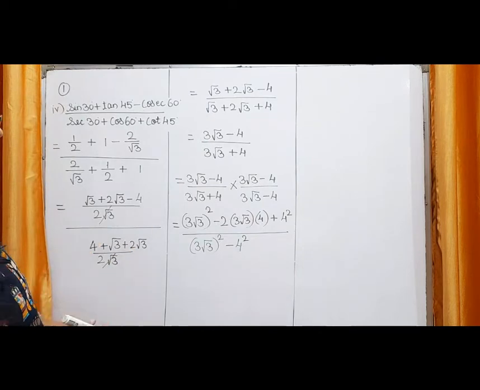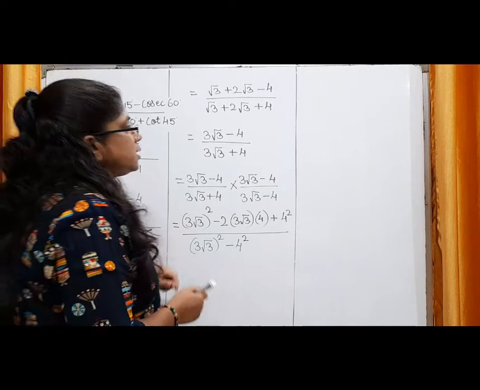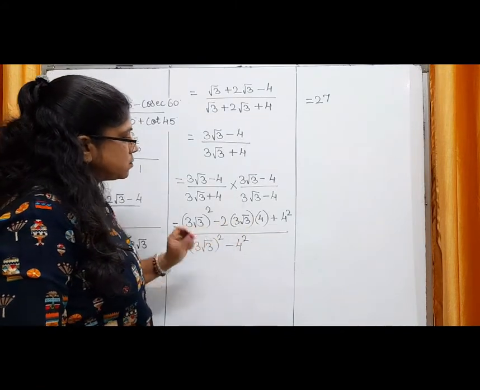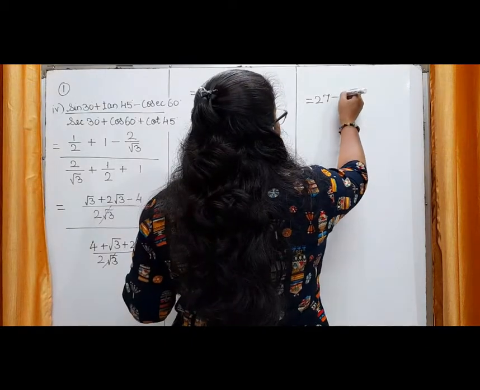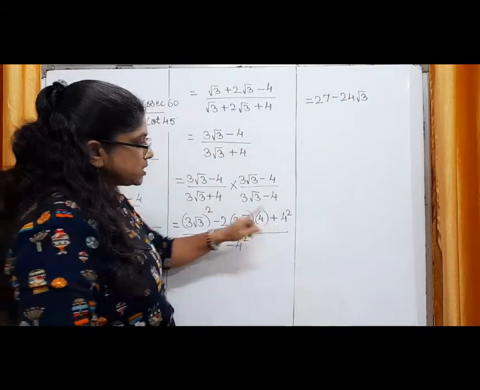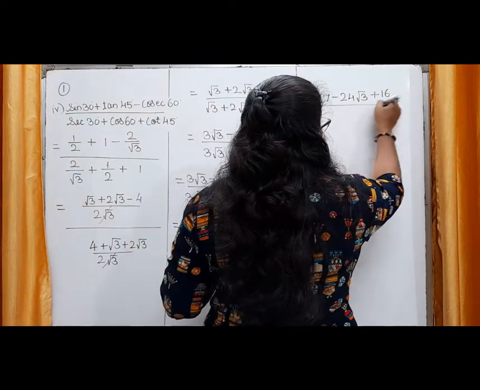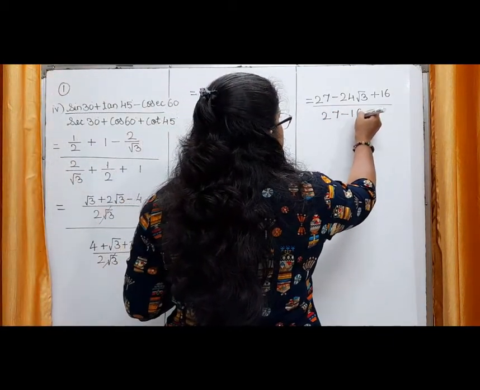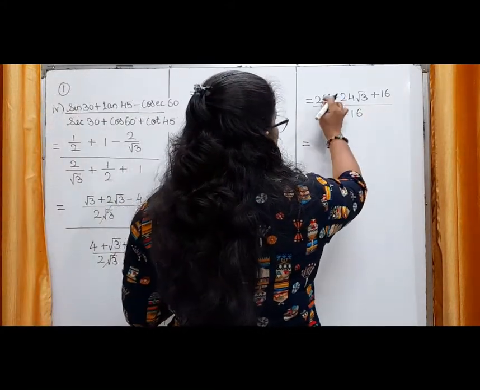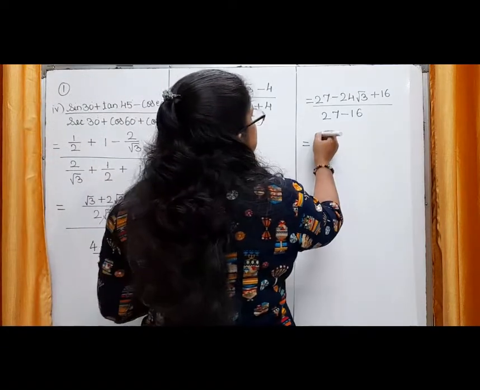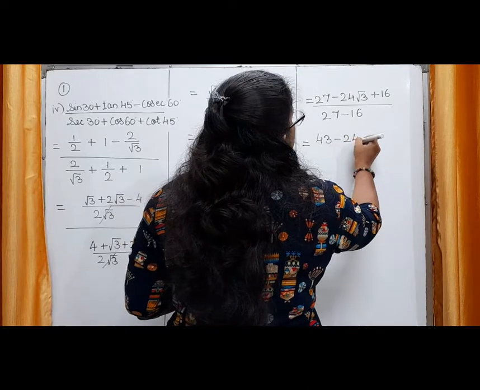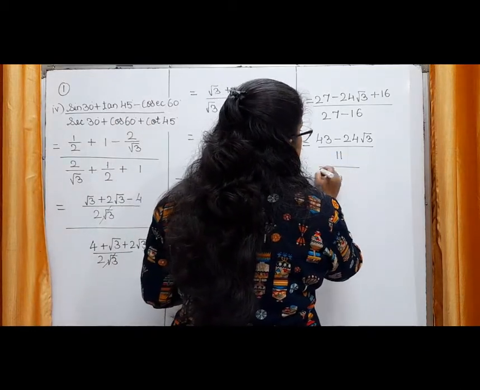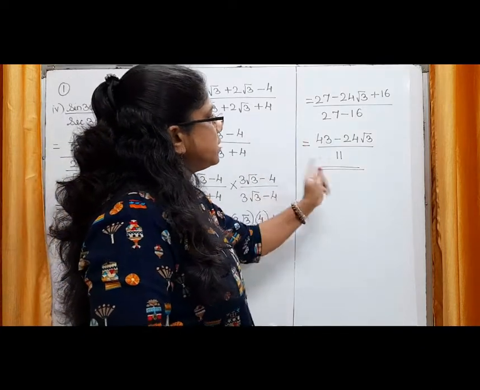Now what do we get in the numerator? Let's see. 3 root 3 whole square is 9 into 3, which is 27, minus 2 into 3 into 4. 2 threes are 6, 6 fours are 24, so 24 root 3, plus 16, upon 3 root 3 whole square, 9 into 3 is 27, minus 4 square which is 16. 27 plus 16 is 43 minus 24 root 3, upon 27 minus 16 which is 11. This is our final answer: 43 minus 24 root 3 upon 11.